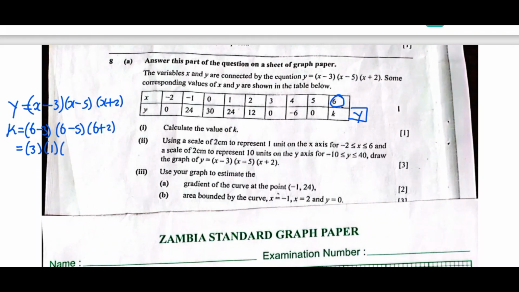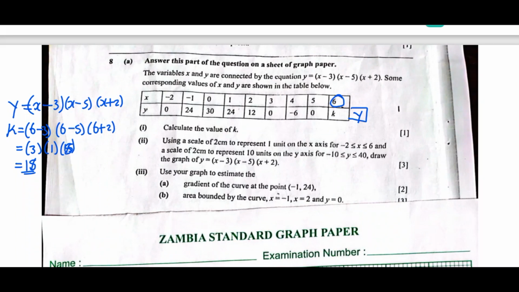Here we'll have 8. 8 times 3, the value of k is giving me 18. So we have our value of k, which is 18.